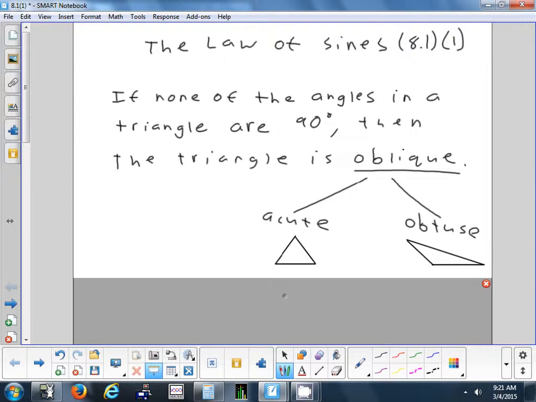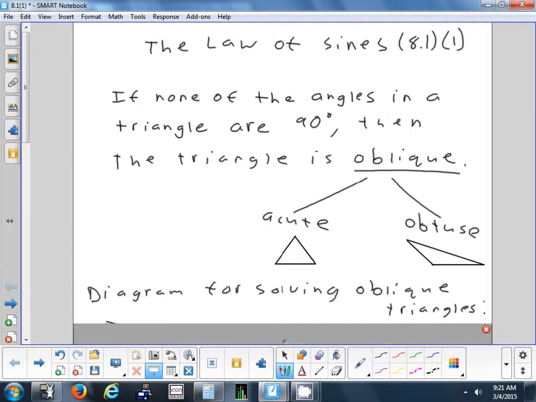You can have an acute triangle, all the angles less than 90, like an equilateral. That's an example of one type of acute. Or you can have an obtuse triangle, where just one angle is more than 90. Obviously, in a triangle, you're never going to have two obtuse angles. It wouldn't be a triangle.